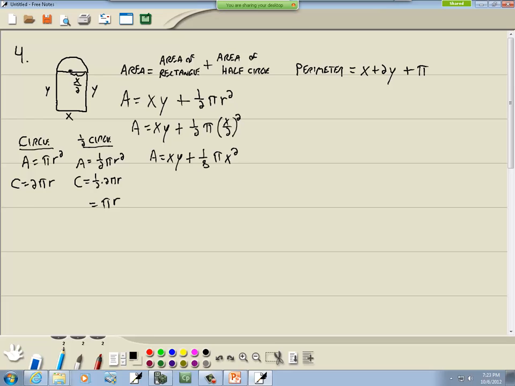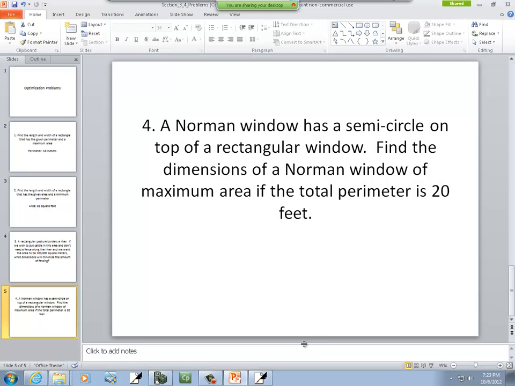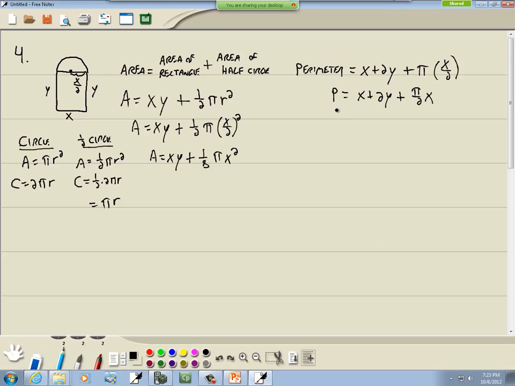R is equal to the distance from the center here to the outer edge, which was x over 2. So that'd be x over 2. So P is equal to x plus 2y plus pi over 2 x. Okay, what else do they give us? Total perimeter is 20 feet. So they're giving us P. It's 20. So we got x plus 2y plus pi over 2 x.